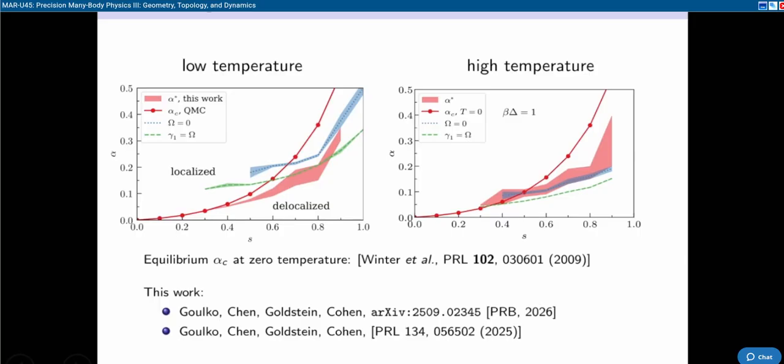These two lines as well move down, so the system becomes more incoherent. What's quite interesting is the interplay between them, the relative location. Here, the incoherence lines are mostly above the localization line, but then they move below the localization line. So with temperature, this picture changes.